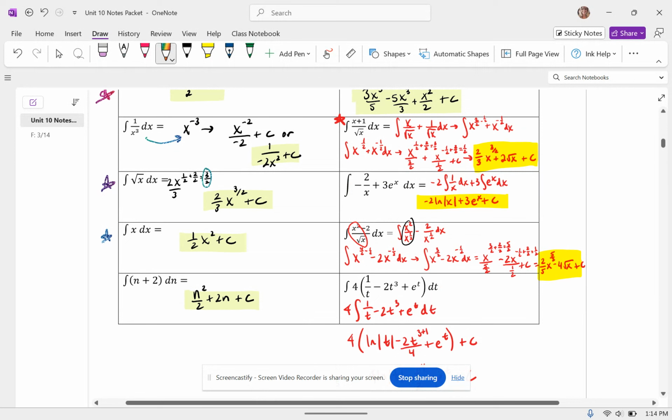And I got 3 over 2 as my new exponent, and then division by 3 over 2 is the same thing as multiplication by 2/3.